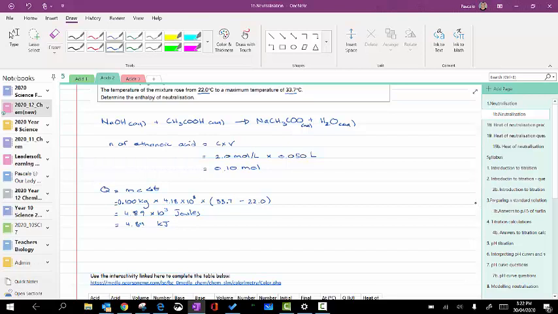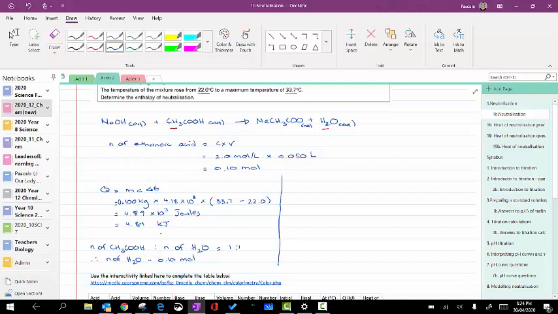Now we need to go back to our equation, and in our equation what we can see is that for each mole of ethanoic acid we get 1 mole of water. So the ratio of ethanoic acid to water is 1-to-1. Therefore, the number of moles of water is the same as the number of moles of ethanoic acid, so it's also 0.10.